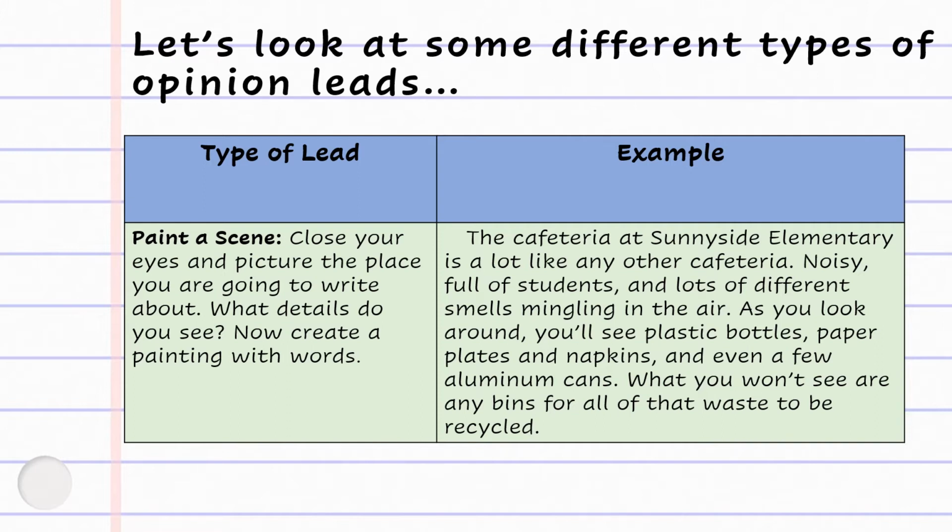The cafeteria at Sunnyside Elementary is a lot like any other cafeteria. Noisy, full of students, and lots of different smells mingling in the air. As you look around, you'll see plastic bottles, paper plates and napkins, and even a few aluminum cans. What you won't see are any bins for all of that waste to be recycled. Do you see how I painted a scene? You can put yourself into that cafeteria and imagine yourself being there. I've also presented the problem and my solution in this introduction.